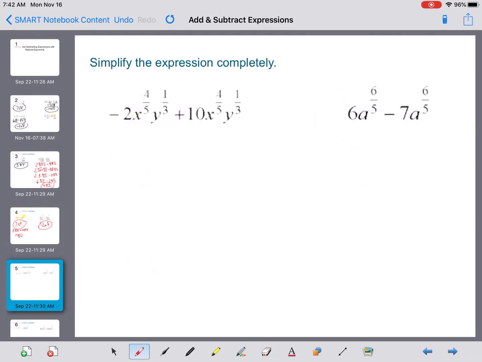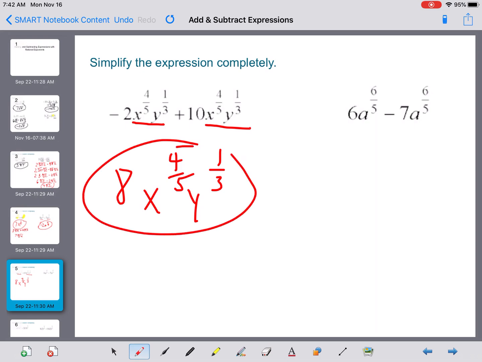Same thing is true when you have multiple pieces or multiple bases. So if you have the same thing here as you do here, then you are able to just keep those the same and do the math of the numbers out in front. So we would have a positive 8. We can't do any simplifying, so that would be our final answer. Similar problem, we have a to the 6/5 and a to the 6/5, so we can just say minus a to the 6/5. If you want to say minus 1, you can do that as well.